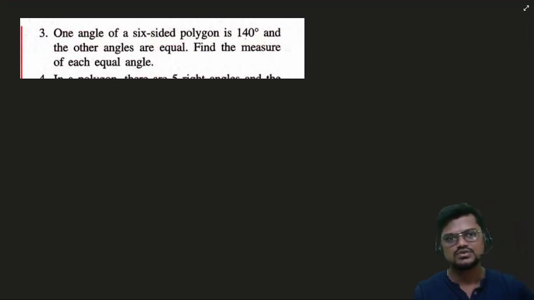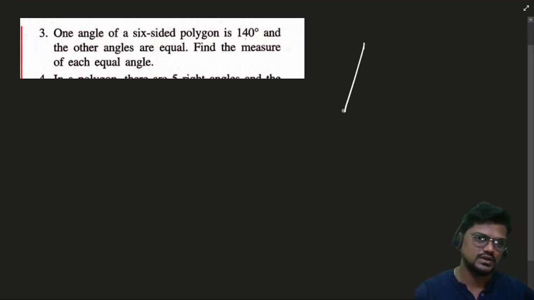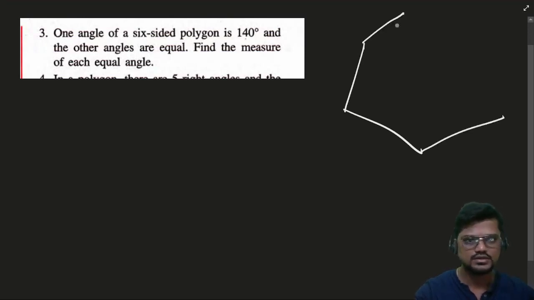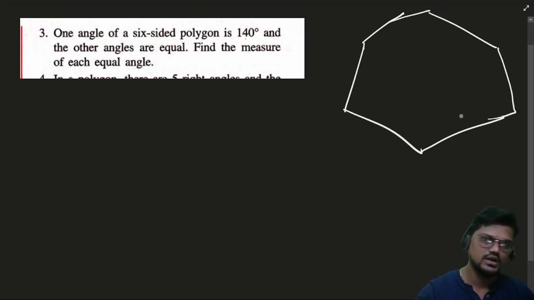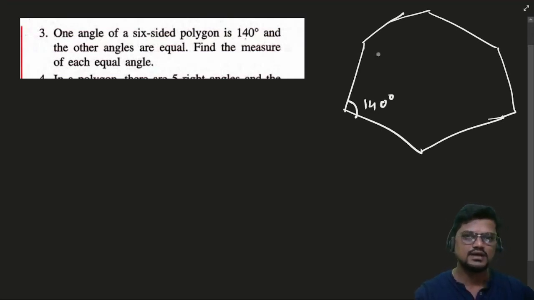So it is a six-sided polygon. Let me draw a six-sided polygon like this. How many? 4, then 5, and then 6. Yeah, this is a six-sided polygon. Then what they said is 140. One of the angles is 140 degrees and the other angles are equal. That means if this is x, this is x, this will also be x, this will also be x, and this will also be x.